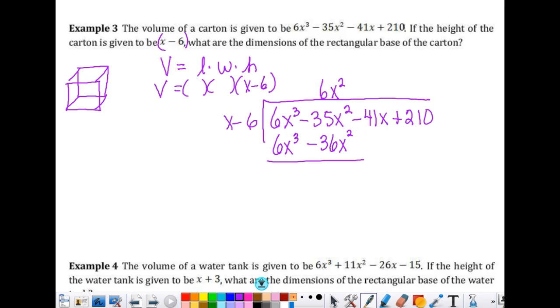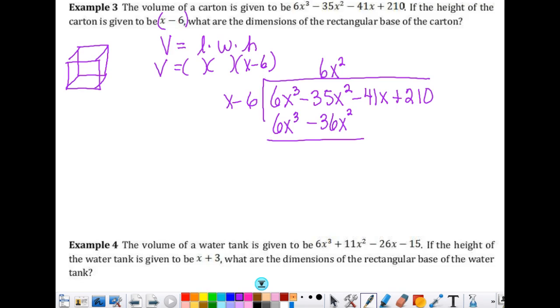But we're not going to add 36 and 35 together. We are going to change these signs, because we're subtracting here. So this becomes a minus, this becomes a plus. Then 36 minus 35 is an x squared, just 1x squared. We're going to bring down the 41x, and we're going to do it again.